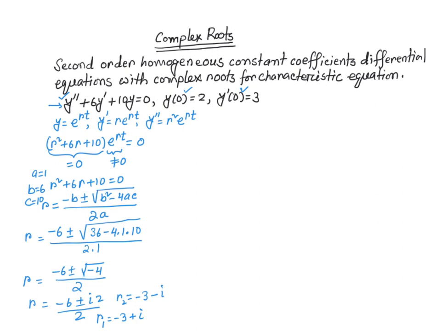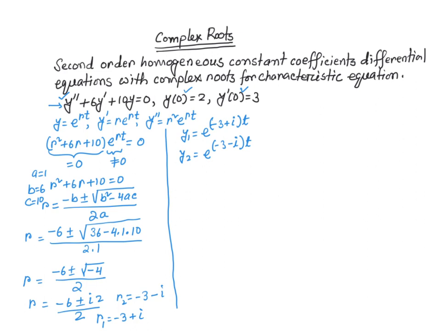So now let's go ahead and find the solution. So my y1 is going to be e to the power r1 t, or e to the power negative 3 plus i times t, and y2 is going to be e to the power negative 3 minus i times t. Now I kind of need to simplify these guys.